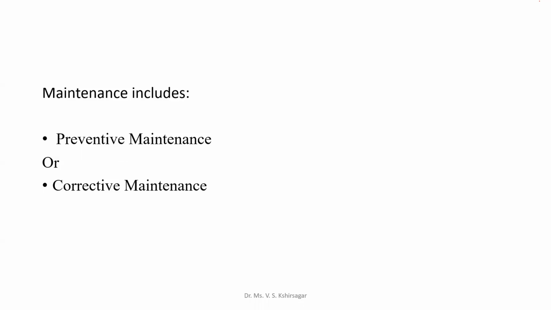Care taken before something happens is preventive care. Likewise, if we are taking care of such systems in advance, that is called preventive maintenance. And if something goes wrong and then we take care, it is known as corrective maintenance. Please write down: there are two methods of maintenance. First is preventive maintenance and the second is corrective maintenance.